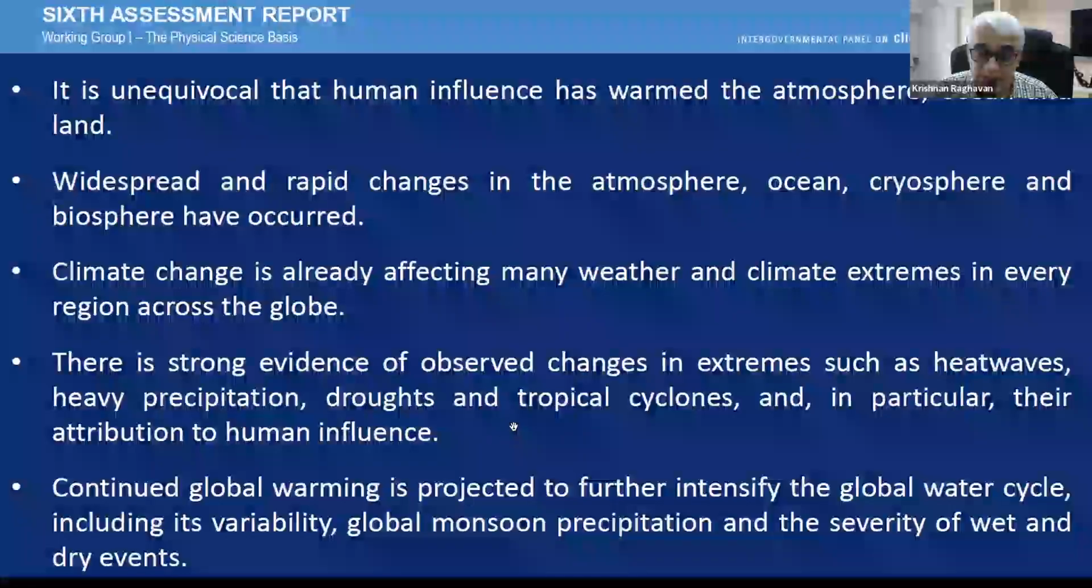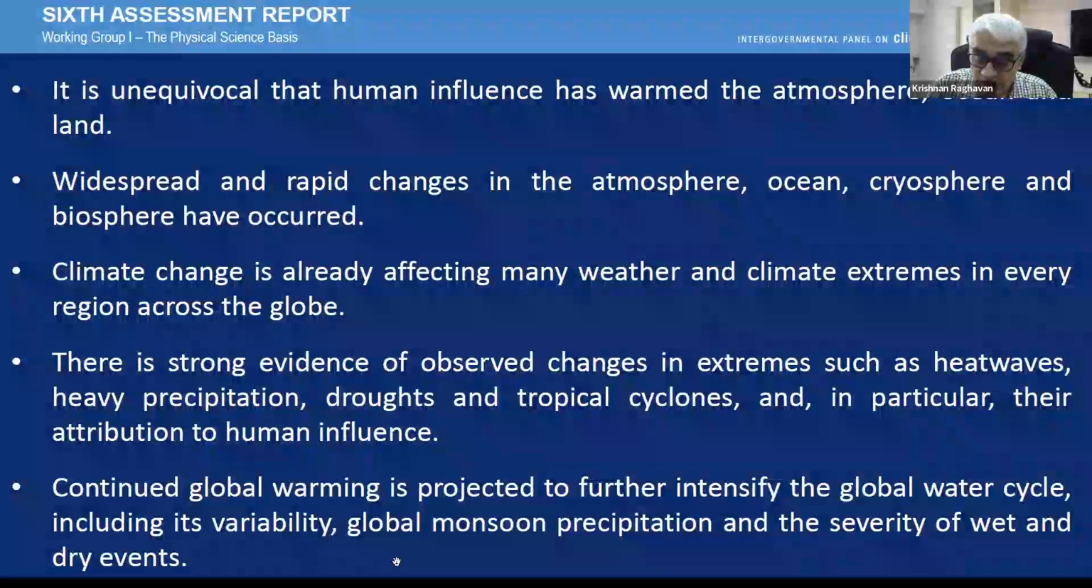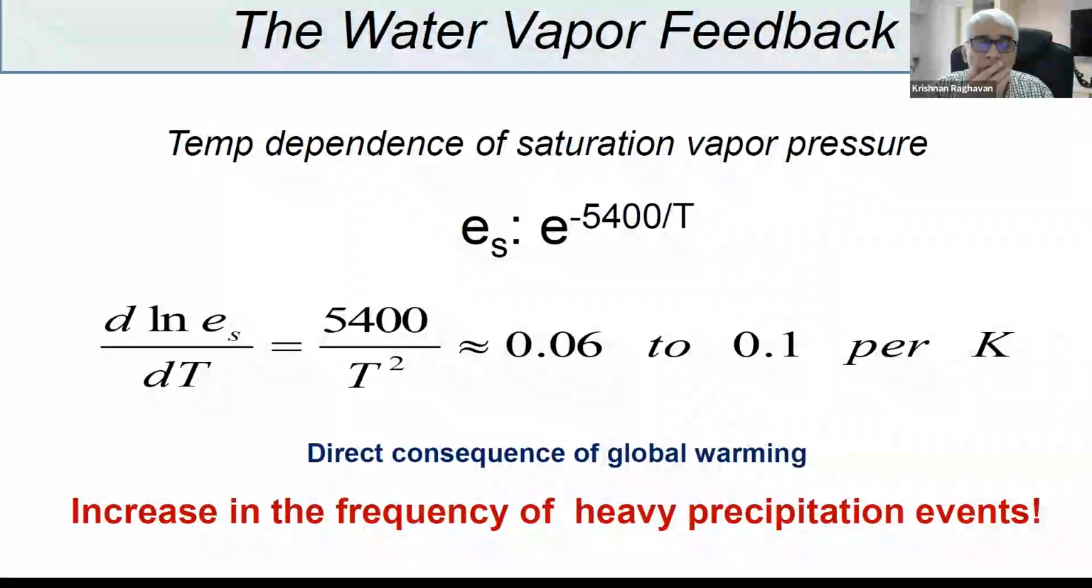Weather and climate extremes are also altering. There is strong evidence of observed changes in extremes such as heat waves, heavy precipitation, droughts, and tropical cyclones, and in particular their attribution to human influence. This has come out very clearly in the 6th Assessment Report. And continued global warming is projected to further intensify the global water cycle, including its variability and global monsoon precipitation, as well as the severity of wet and dry events. These are some points I just wanted to touch upon.